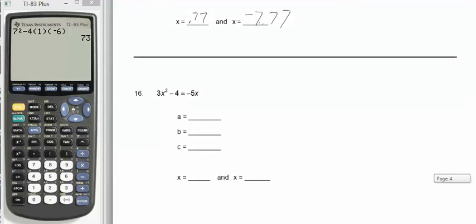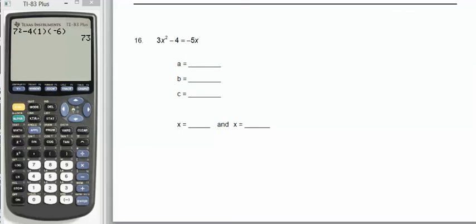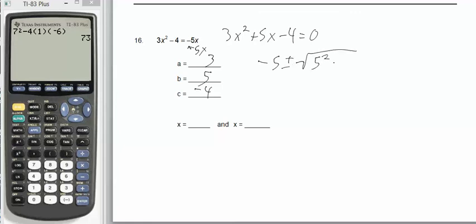answers. All right, on this next one, I'm going to let you work it, but I'll help you set it up. Remember, if we were going to do this with quadratic formula, we'd have to get this equal to 0. So we'd have to add plus 5x to both sides. And we'd get 3x squared plus 5x minus 4 equals 0. Our A would be 3, our B would be 5, and our C would be negative 4. So our formula would be minus B plus and minus the square root of B squared minus 4 times A times C all over 2 times A.